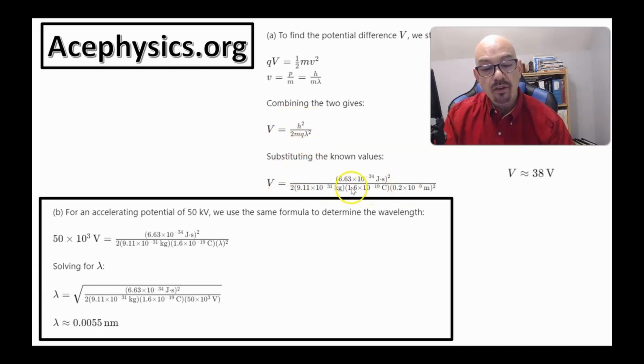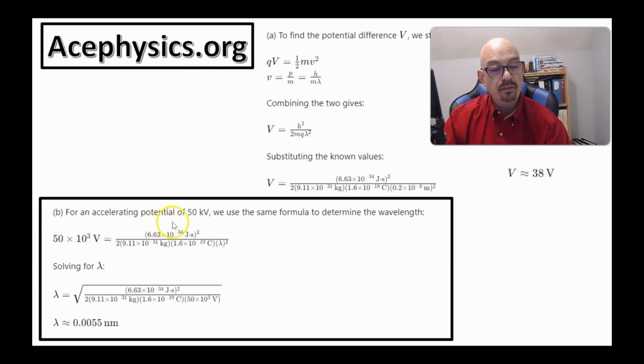Let's plug in the values. Planck's constant, the mass of an electron is 9.1 times 10 to the negative 31 kilograms. This is the charge, 1.6 times 10 to the negative 19 coulombs, and the wavelength has to be on the order of the spacing, or else you won't get diffraction. So the wavelength has to be the distance between the atoms inside of the crystal lattice, which is 0.2 times 10 to the negative 9 meters, because that was given in the problem. And that says that the voltage has to be 38 volts.